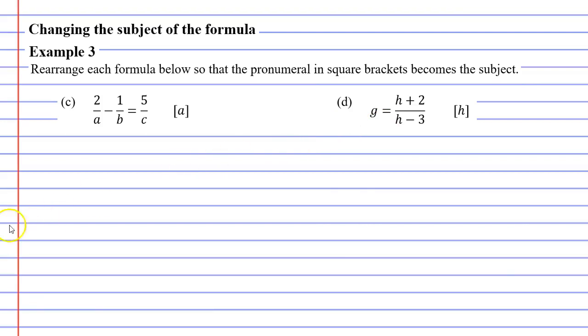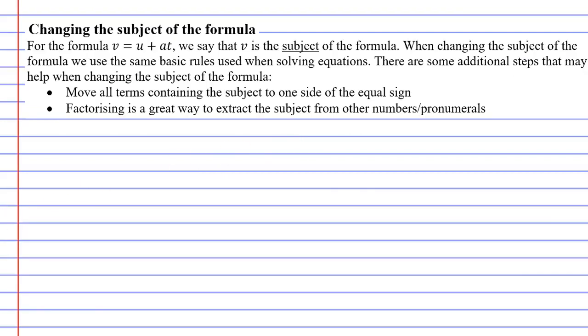Now before we get into these examples, I just want to first explain what it means to change the subject of a formula. Now my first question to you is, do you know what a formula is? Well, a formula is basically an equation. Now, a really simple equation that we've looked at is 2x plus 1 equals 5. And we know that this is an equation because it has 2 expressions, 2x plus 1 and 5, that are separated by an equal sign.